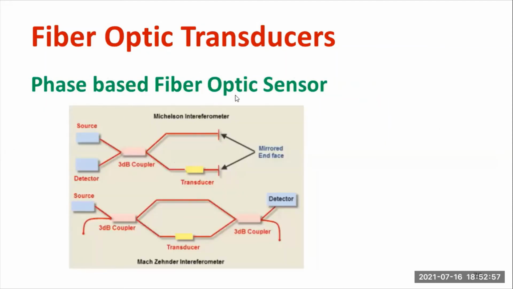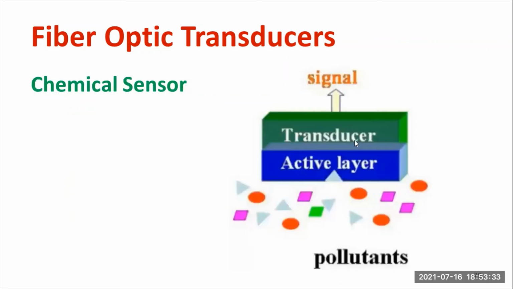If I talk about the phase based fiber optic sensor, here we have the source and the detector, and we have parallel stages. The source and detector are coupled with the help of a 3 decibel coupler, and these are the mirror ends, and here we connect a transducer. This kind of arrangement is known as a Michelson interferometer. With the help of the Michelson interferometer, you can detect the phase-based fiber optic transducer. You can identify the light pattern by checking the phase of the particular beam. If any disturbances are there, definitely the phase will change.